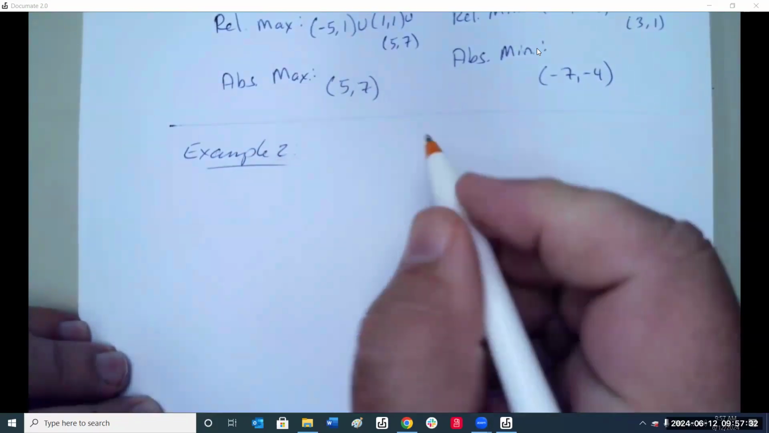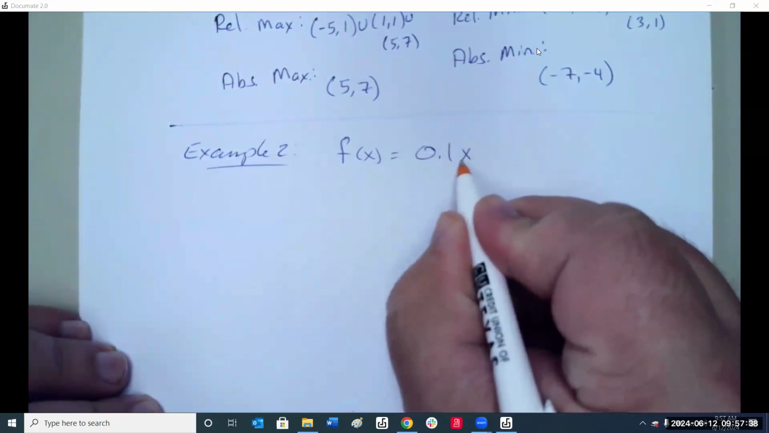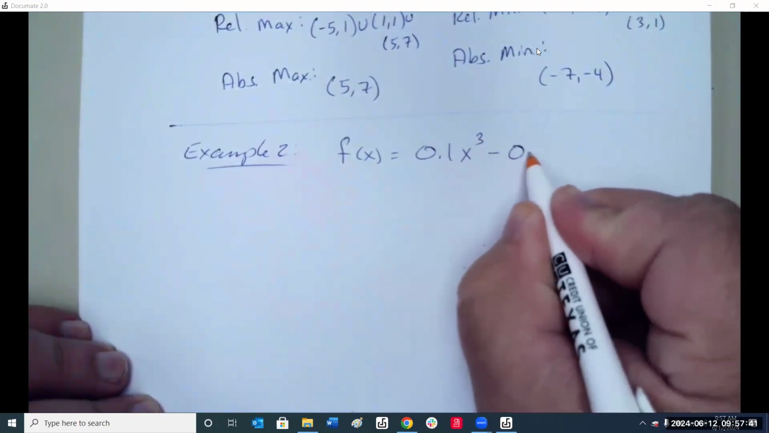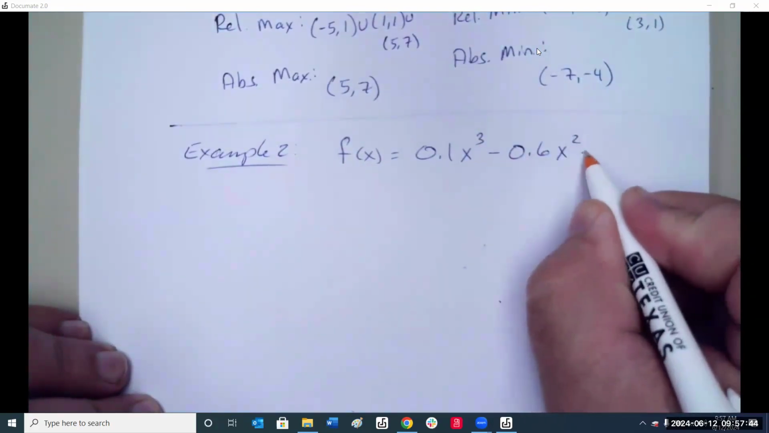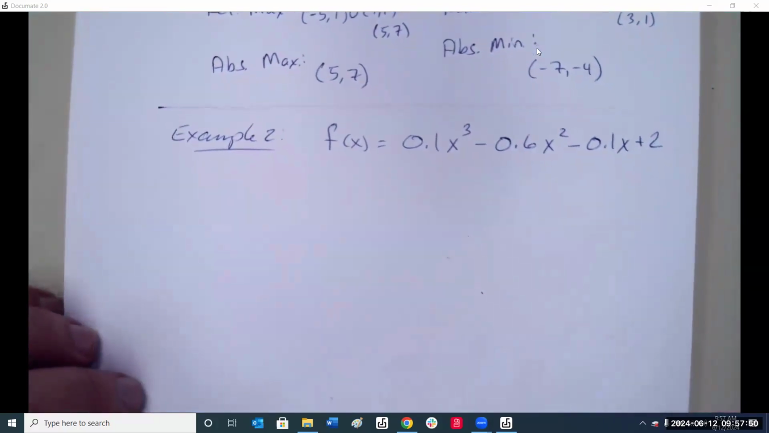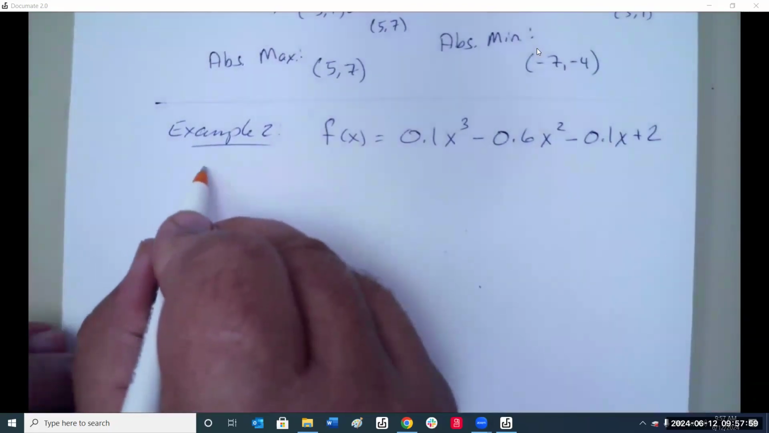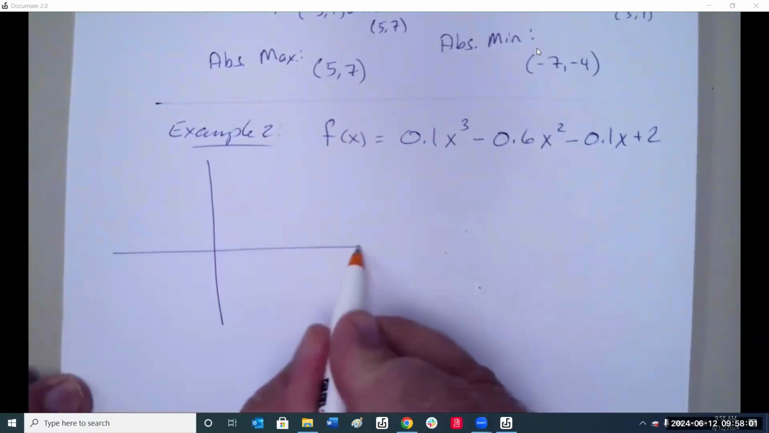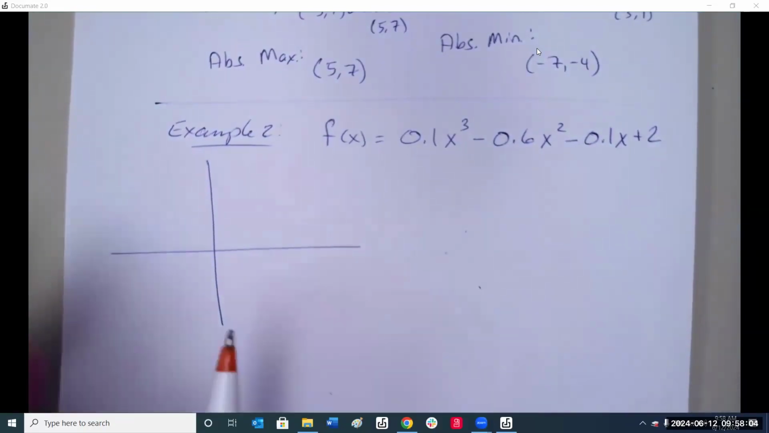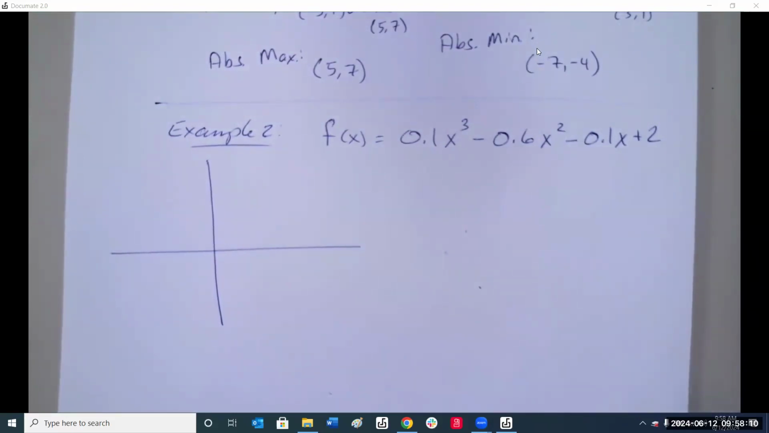Example 2. Given a function 0.1x cubed minus 0.6x squared, minus 0.1x plus 2. It says, find any relative maxima and minima and tell me where it's increasing and decreasing. Now, before you look at the picture on the sheet, look at this function. What do we know for sure? There's two things we know automatically.